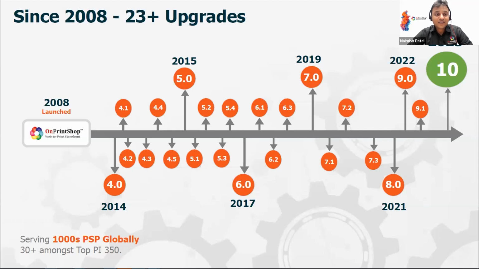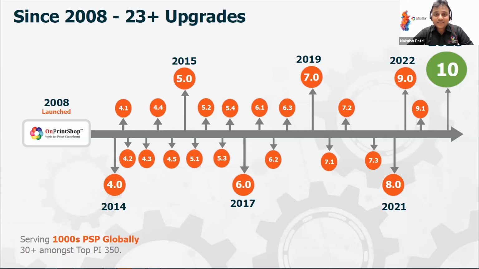From 2008 to 2014 also, we did about 8 upgrades, but we were not calling them or giving them a number. But from 2014, we started giving numbers to our OnPrintShop versions. That's where we started with 4.0. And in 2023, we are on V10.